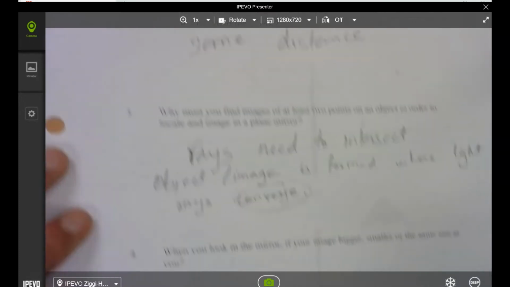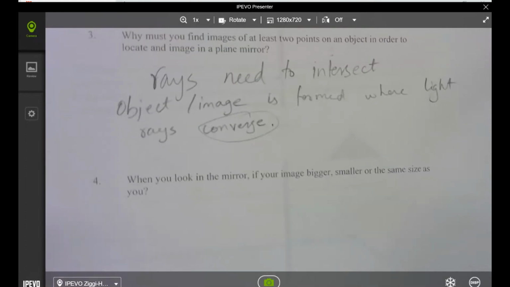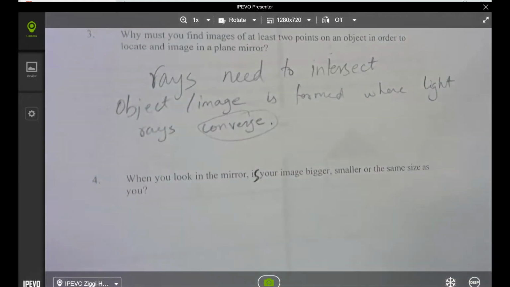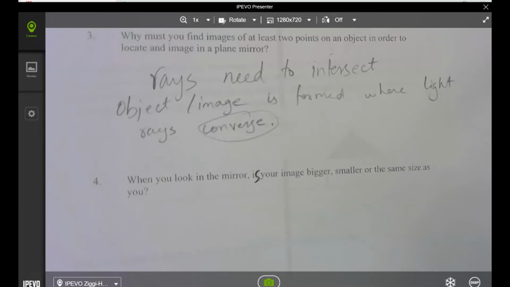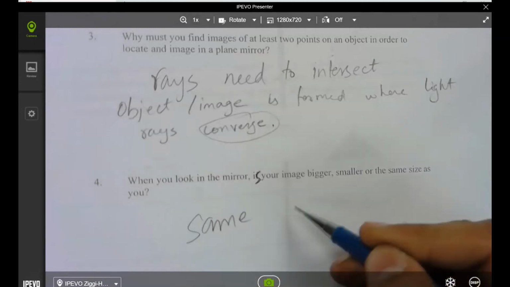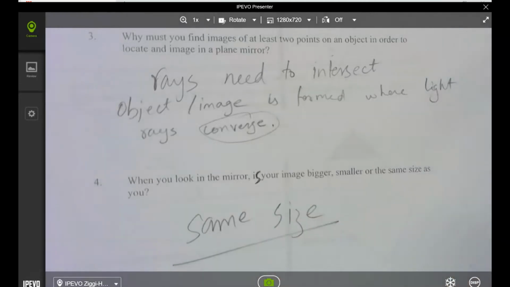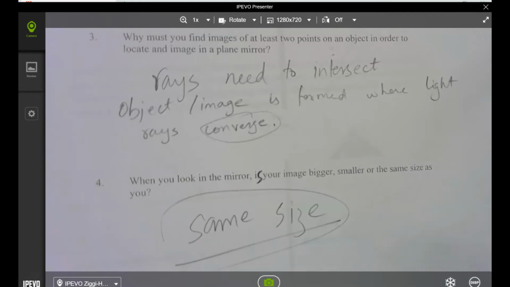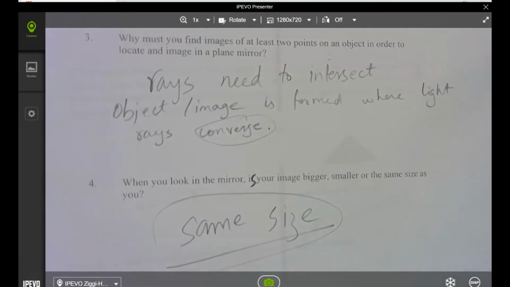It always confuses me. But when you look in the mirror, if your image is bigger, okay, this should be an "is." I apologize. Now the question makes more sense. And this is basically the same as question 1. Is your image bigger, smaller, or the same size as you? Same size? Okay. I'm going to take that silence to mean everybody is looking at me because it's a silly question, because we've done it before, and not because you don't know the answer. So it's the same size image. Are we good? Okay, you have homework.